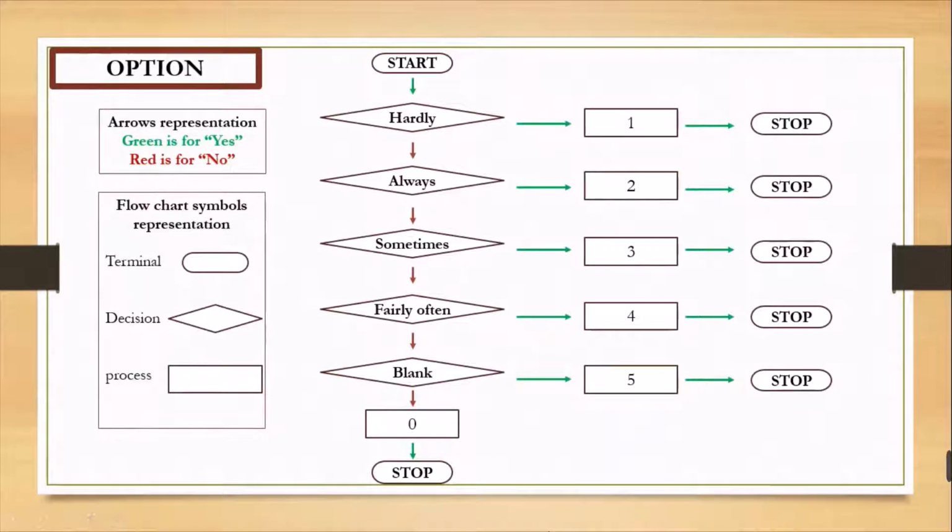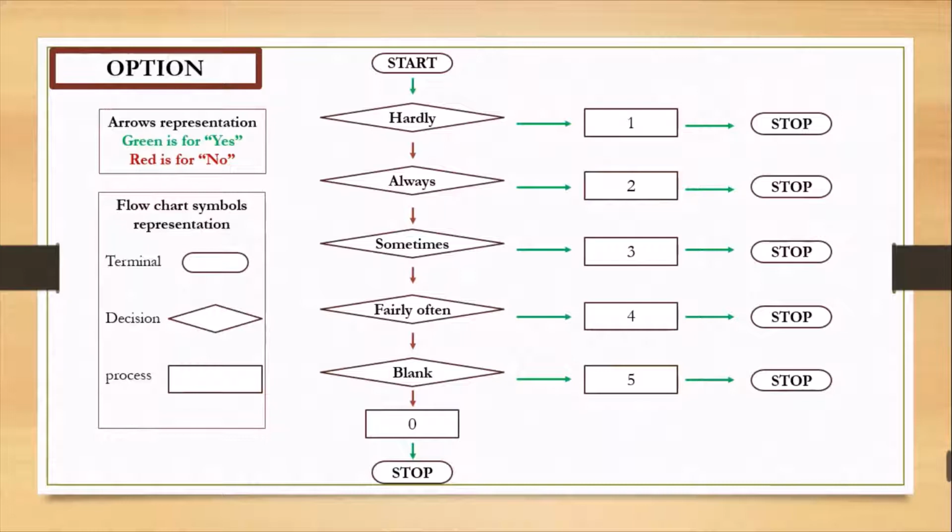This flowchart diagram is used to explain the movement of the if function that was used to solve the problem of changing the old values to the new values. As you can see, the arrow representations, green is for yes, red is for no. Then see the flowchart symbols: you have the terminal, decision, and process.